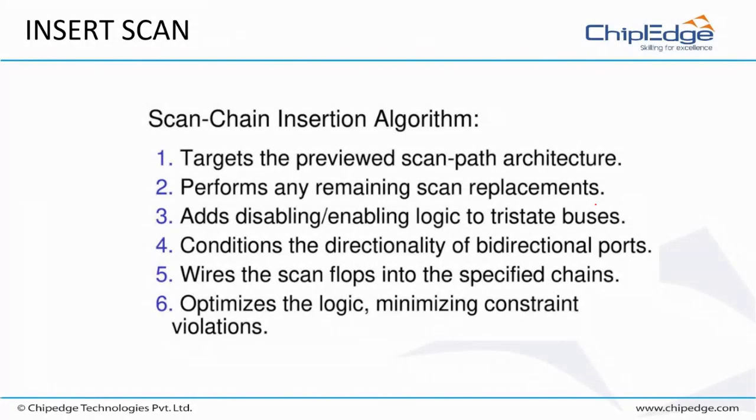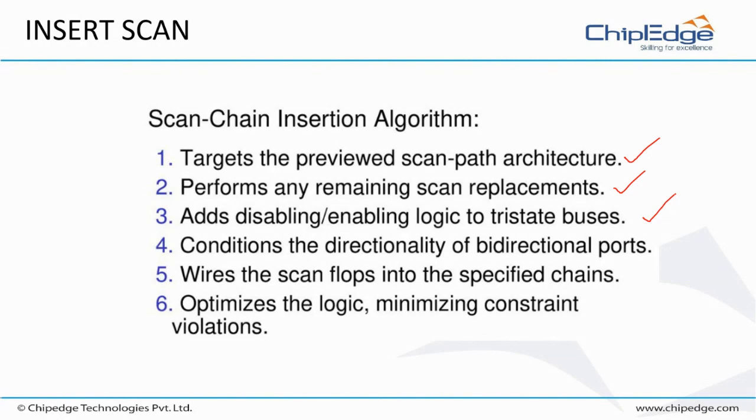So basically it targets the scan path architecture, as you have given inputs like how many scan chains, scan in, scan out, scan clock, which pins have to be reused and which pins have to be newly created, etc. And any remaining scan conversions, normal flops to scan flops, will be done. And it has to enable or disable any of the tri-state buses. We'll see the details in the next slide.